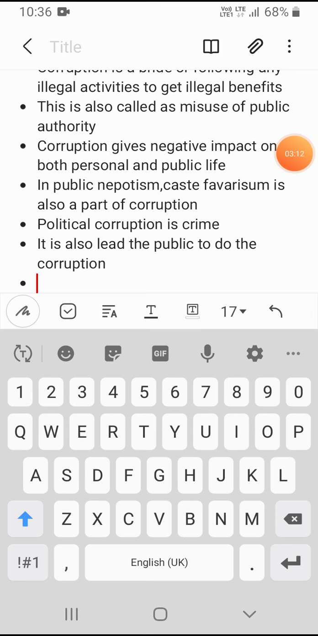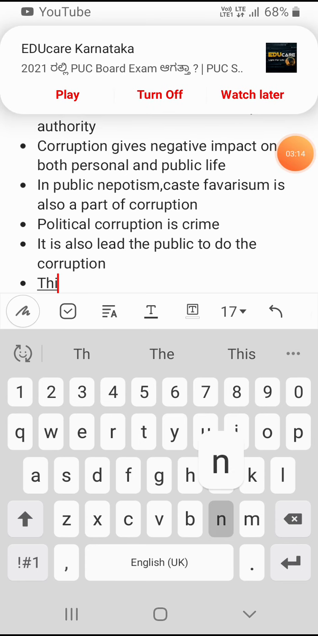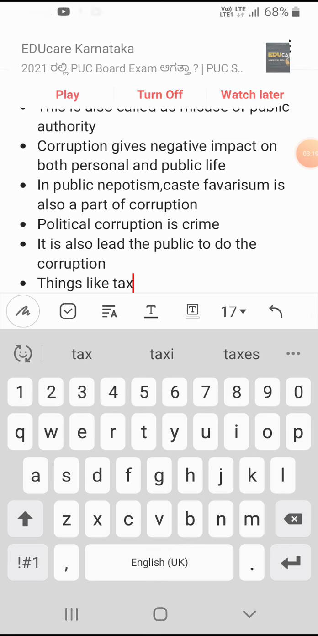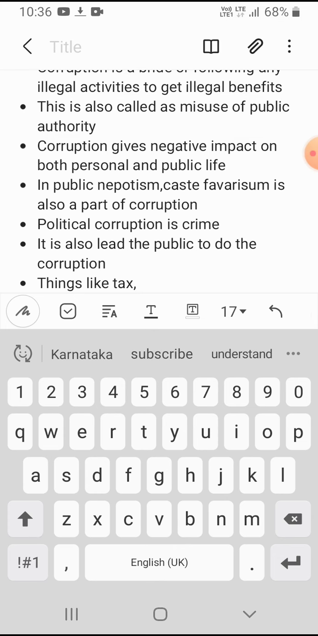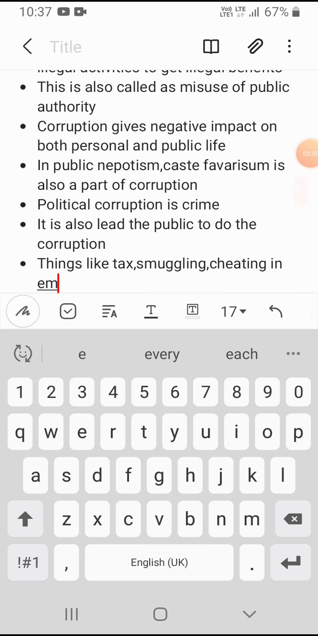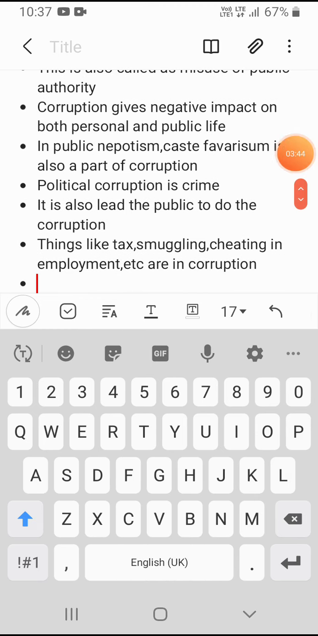Like that, the public also starts things like revenue tax evasion and smuggling, as well as cheating in employment, and many other things are in corruption. So it also goes to corruption.